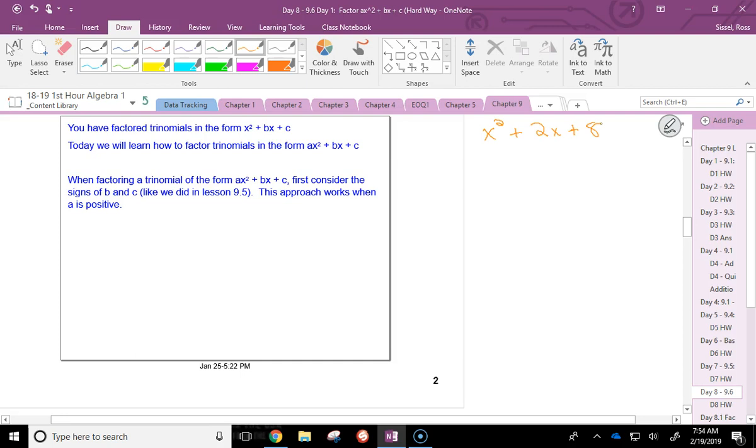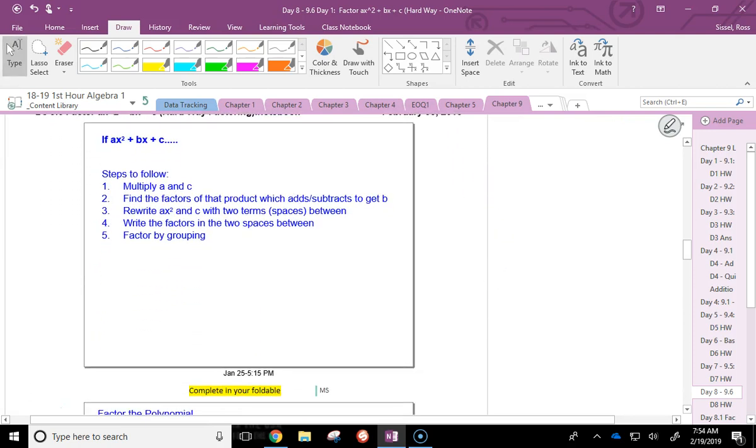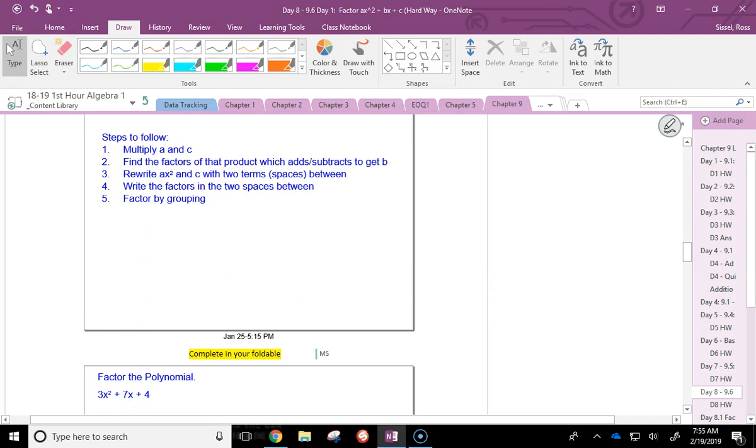When factoring a trinomial in the form of ax squared plus bx plus c, first consider the signs of b and c, just like we did at the beginning. We're going to do the exact same thing. This approach works when a is positive. So if you turn into your foldable, this is our hard way of factoring. If you have your foldable, I would put this in there. It says the steps, and these are steps I will show you, and they're really easy. The only one that's really different is the first one. We are going to multiply the a and the c. That is going to be the change.